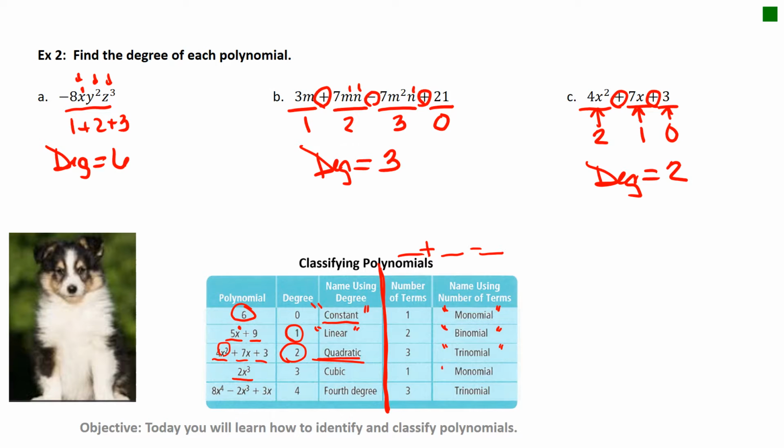This is just one little term, so it's a monomial over here. It has 3 variables in it, so it's called a cubic. Makes sense, right? Rubik's cube. This one has 1, 2, 3, so it's a trinomial. This is the biggest degree. It's 4, so it's called a 4th degree. So really, we don't have a whole lot of names. We just start naming them by how many there are after a while.